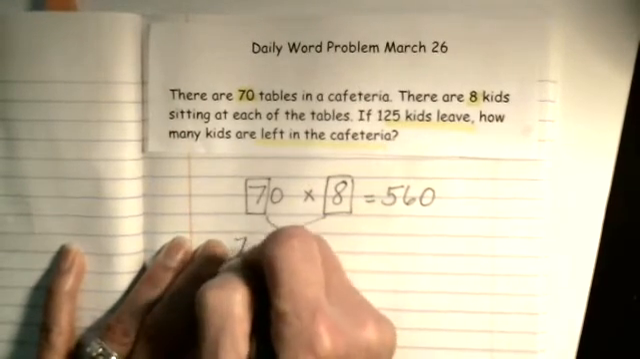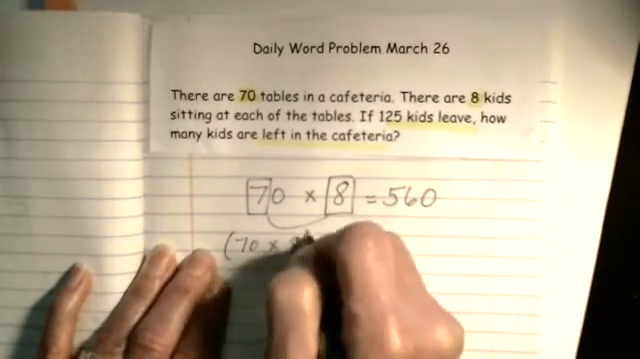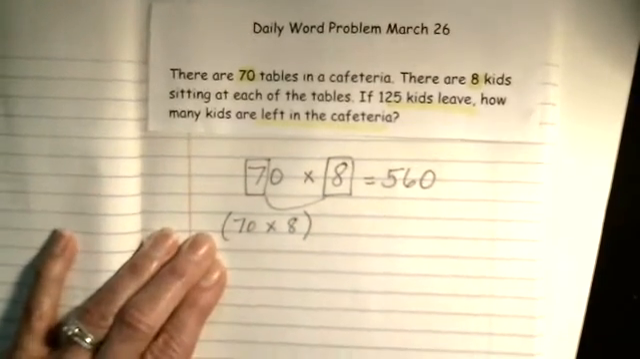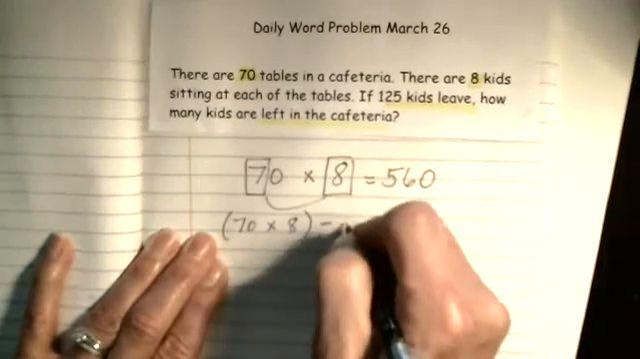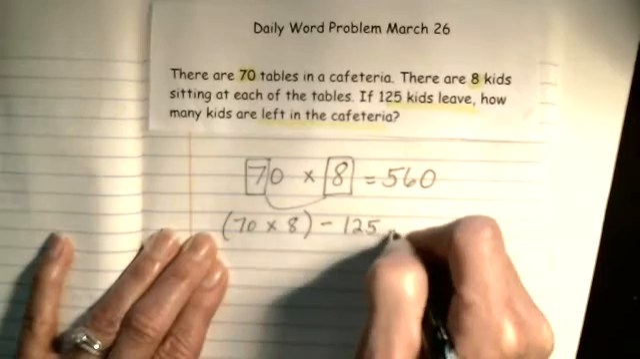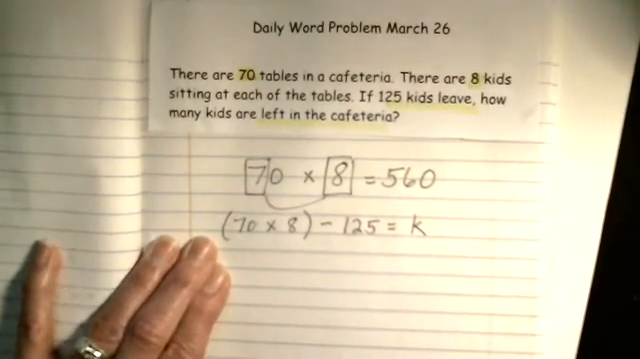So again, my equation, 70 times 8, I'm putting parentheses because I'm going to do that first, and then kids are leaving. So 125 kids will leave. And I'll just put equals K for kids.